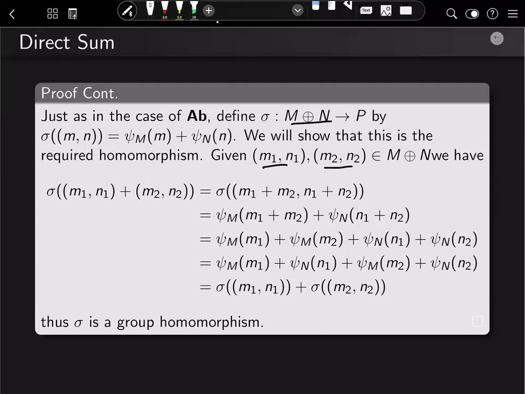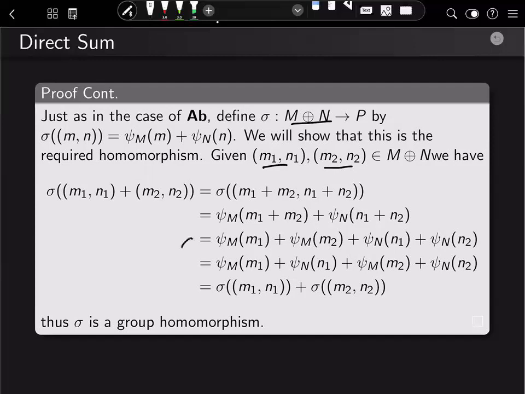So that's going to be psi sub m of (m sub 1 plus m sub 2) plus psi sub n of (n sub 1 plus n sub 2). And since psi sub m and psi sub n are both R module homomorphisms, we can split these up. So we get a nice long summand.